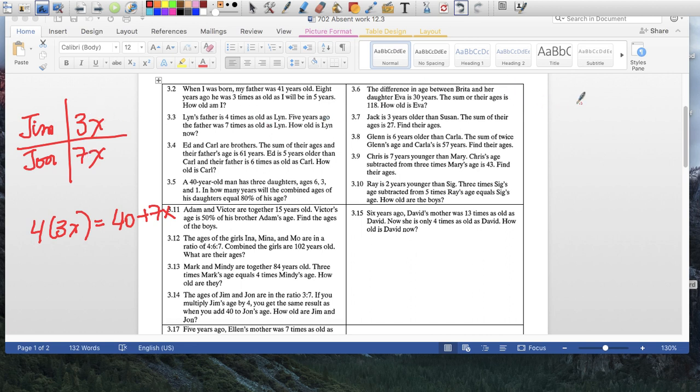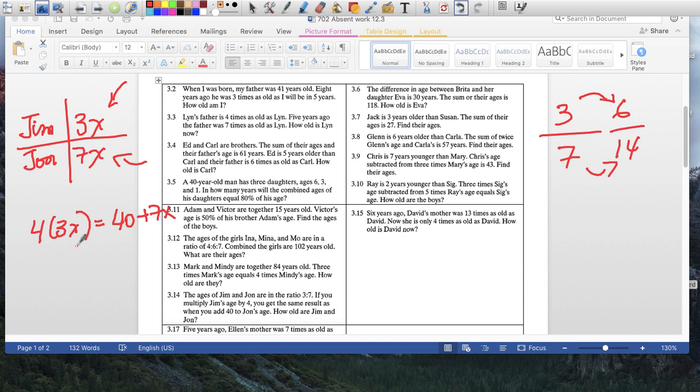So let's say x is 1 right now. Jim would be 3 times 1, which is 3, and John would be 7 times 1, which is 7. So their age ratio is 3 to 7. If x was 2, it would mean that Jim would be 6, and John would be 14. You notice how this ratio is maintained. So the ratio is 3 to 7. The reason you write x is because we don't know what their age is right now. So by establishing that, we can create an equation.